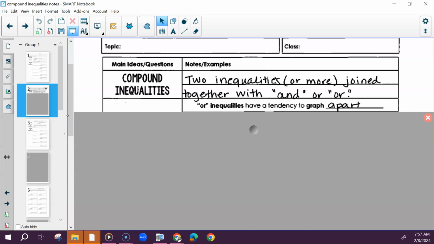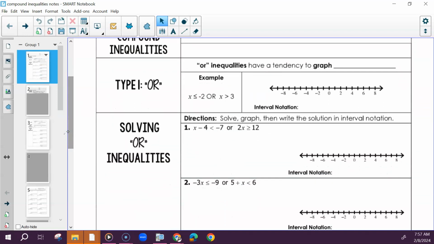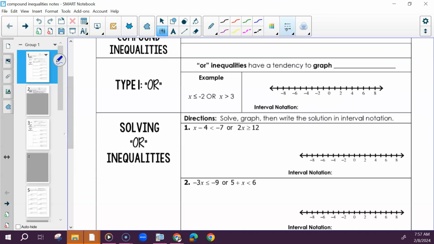And then talk about the ands. Possibly negative, that might be a small thing. We'll see. So when you have an or inequality, at the end you get two separate answers that'll look something like this. You're going to graph both of them on the same line. So this one would be closed at -2 going to the left. This one would be open at 3 going to the right. So when it says it graphs apart, they're facing away from each other.